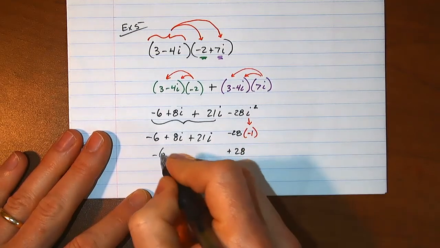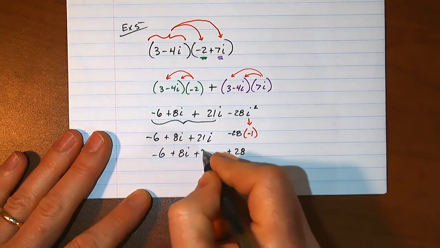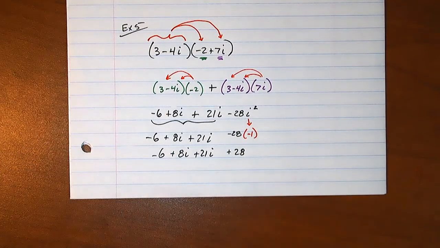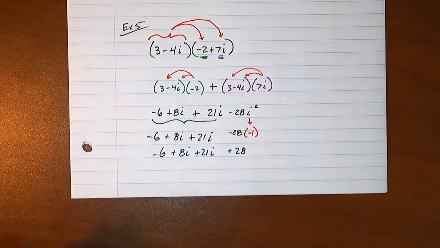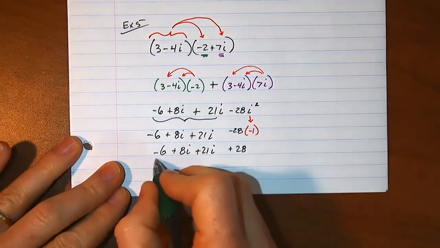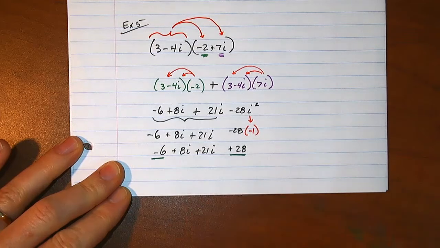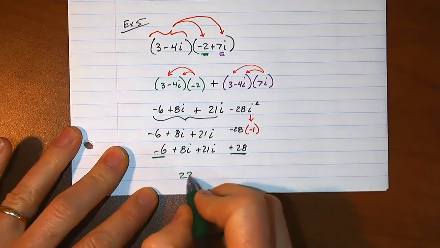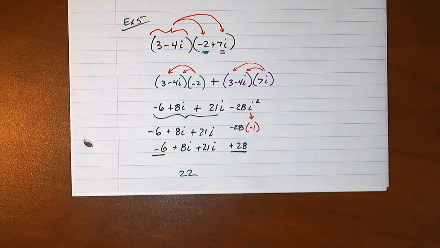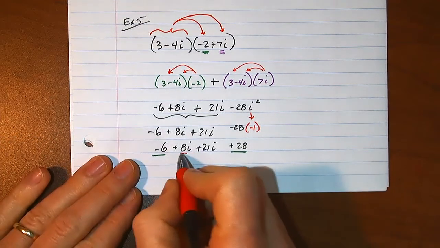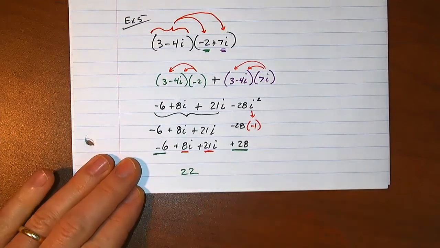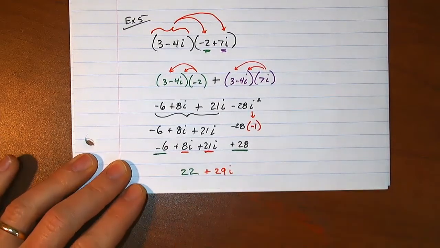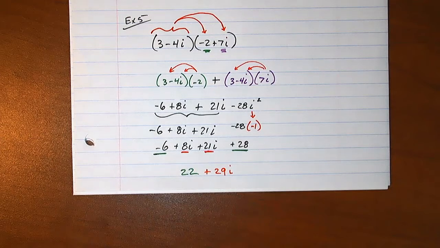So after I take care of that i squared, what I end up with is this thing that has 4 terms. And it has 2 parts that are real. So in my real part, there's a -6 and there's a +28. So I'm going to combine those together. -6 plus 28 equals +22. And it also has an imaginary part that needs to be combined. So 8 plus 21 is going to give me 29 i's. And so that becomes my answer.